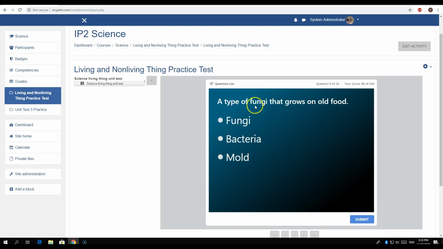A type of fungi that grows on old food. We should all know this from class. I took a cupcake, I put it in my desk, and mold grew all over it. It was black and white and green. It's very gross. Mold.